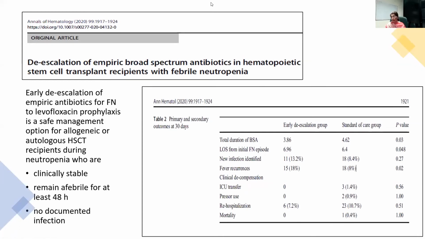It was a prospective observational study, and there was one group in which early de-escalation was done. That is, a broad-spectrum antibiotic was de-escalated to levofloxacin prophylaxis once the patient was afebrile for 48 hours, even though he was neutropenic. And then there was the standard of care group in which the broad-spectrum antibiotic was continued during the whole duration of neutropenia. It was found there was no significant difference between the two, and the outcomes like ICU transfer and mortality were also not significantly different between the two groups.